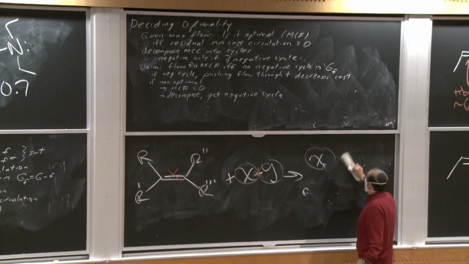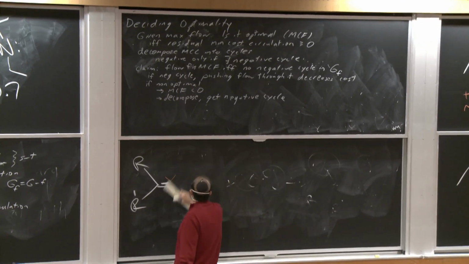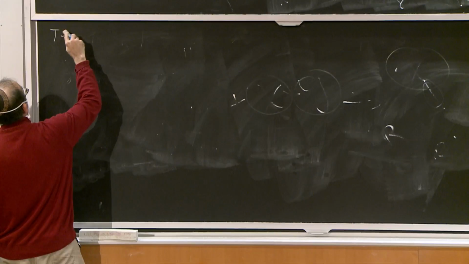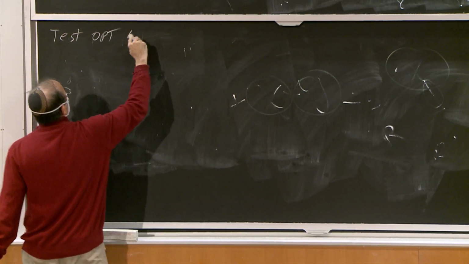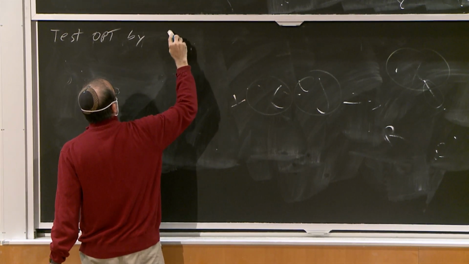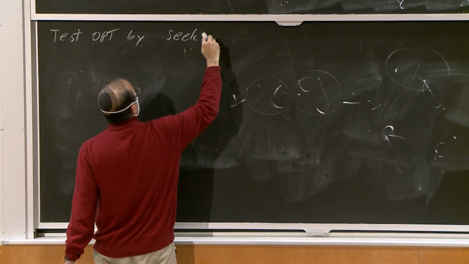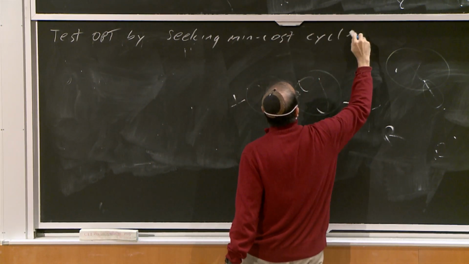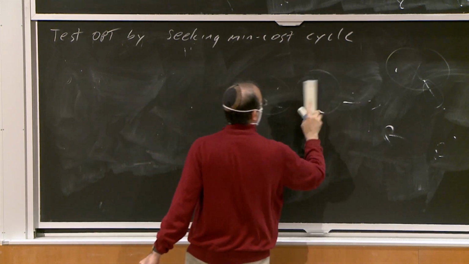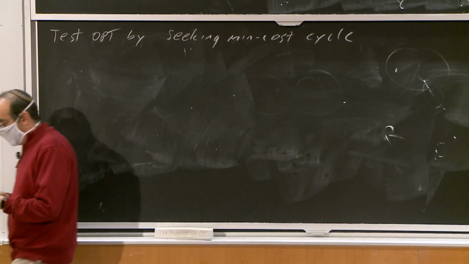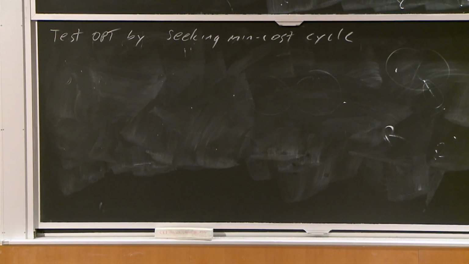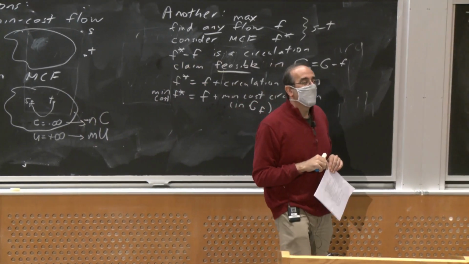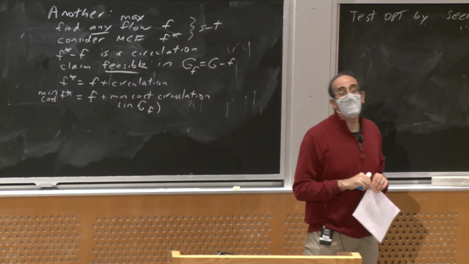But how easy is it to test? How do we test it? So testing optimality by seeking a min-cost cycle. So how do we find a min-cost cycle? Yes? Bellman-Ford. Bellman-Ford is an example.